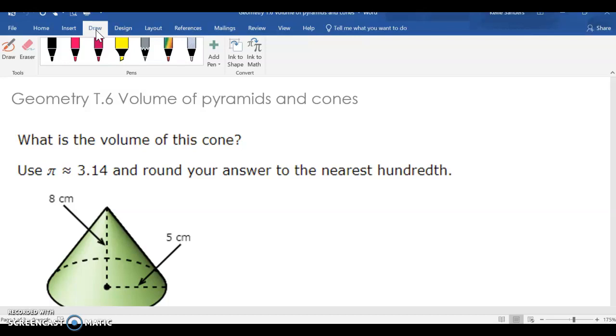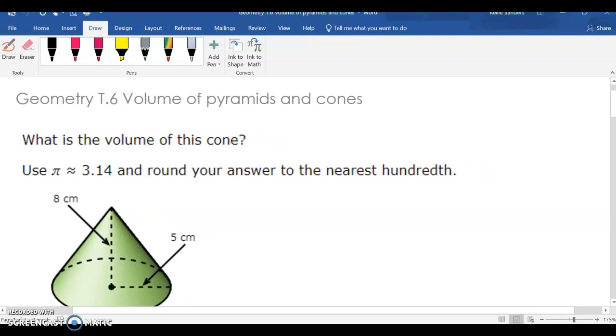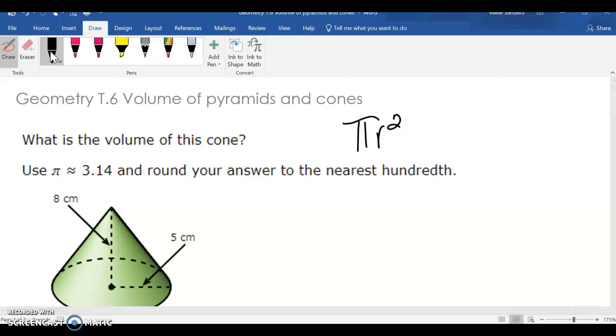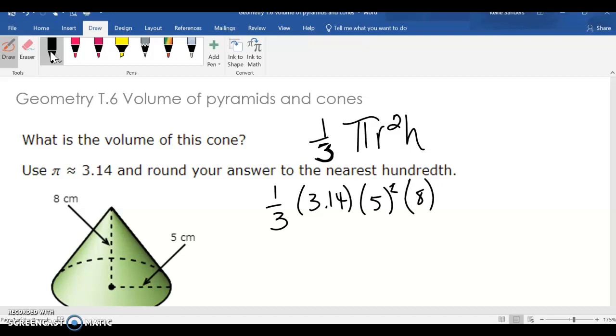So we're going to do volume of a cylinder, which is pi r squared times your height, and then we are going to take a third of it. We're going to divide by 3. So 1/3 pi r squared times h. So 1/3 times 3.14 times 5 squared times 8.